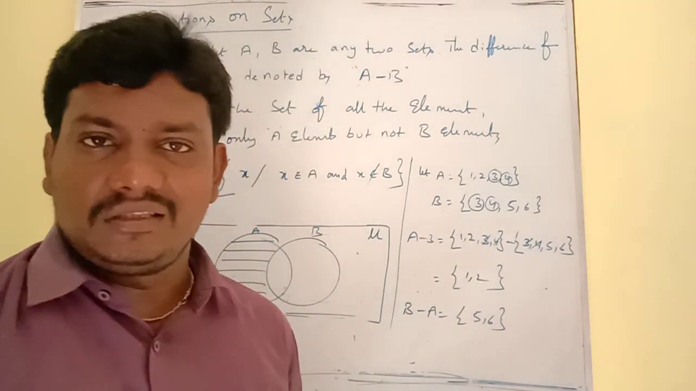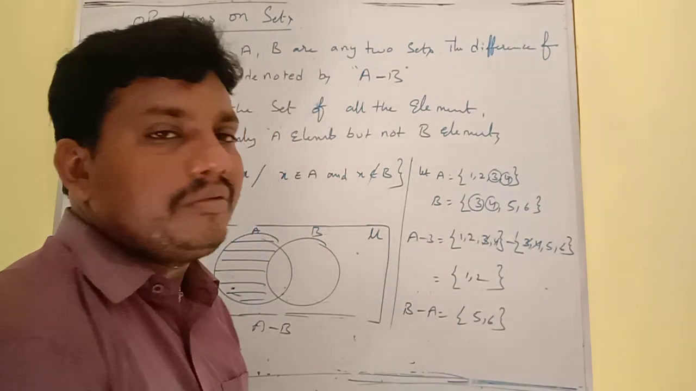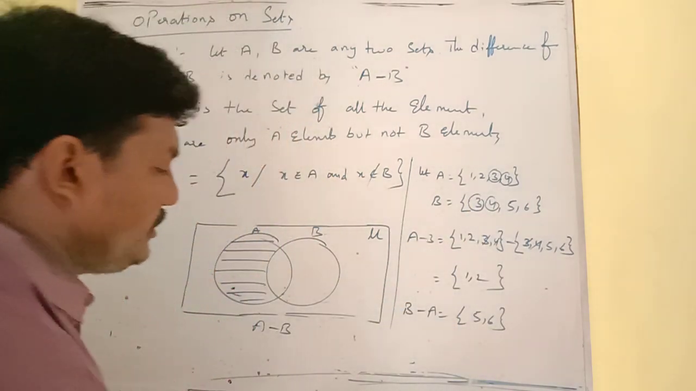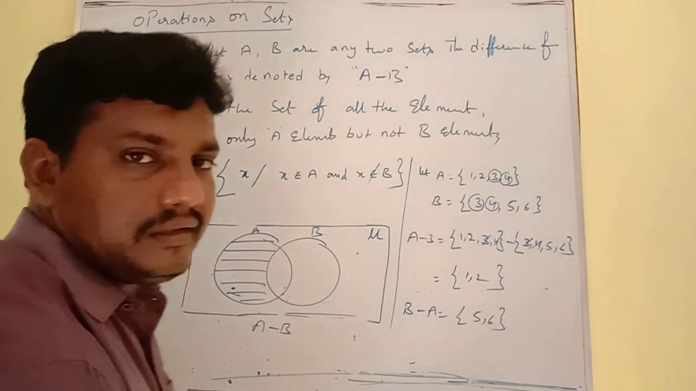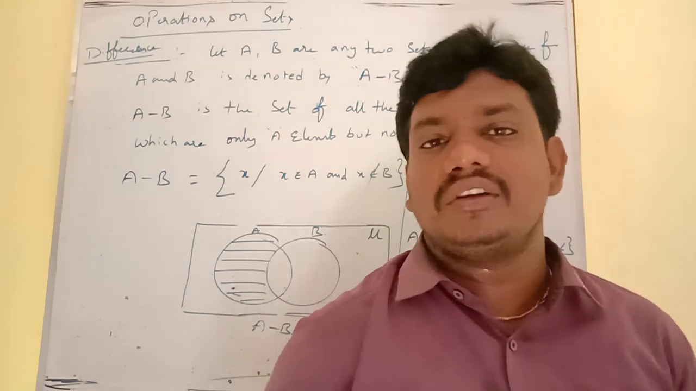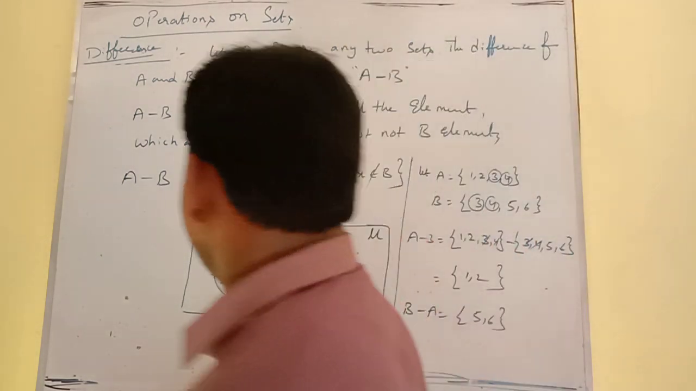So obviously, A minus B and B minus A are always disjoint, because there are no common elements. Common elements we are going to remove here. That's the reason why A minus B and B minus A are always disjoint sets. The best example of disjoint sets is A minus B and B minus A, because in both sets the intersection elements are removed. Okay, this is about that.